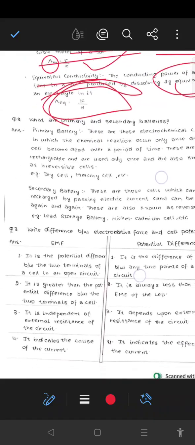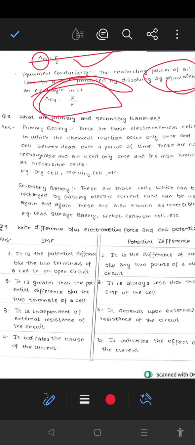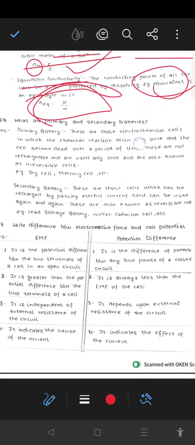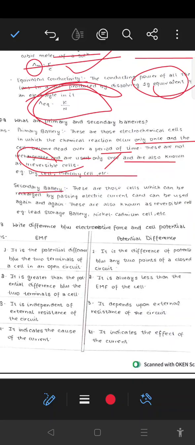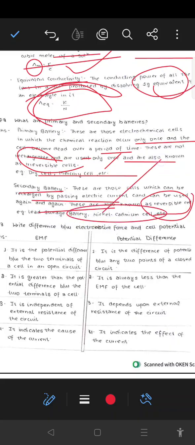Primary and secondary batteries, next question. Primary batteries are those electrochemical cells in which the chemical reaction occurs only once and the cell becomes dead over a period of time. These are not rechargeable and are used only once; they are known as irreversible cells, for example dry cell and mercury cell. Secondary batteries are those cells which can be recharged by passing an electric current and can be used again and again. These are also called reversible cells, for example nickel cadmium battery and lead storage cell.